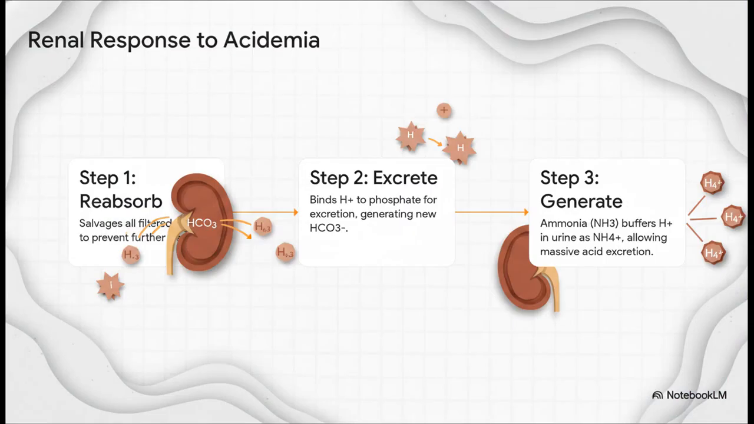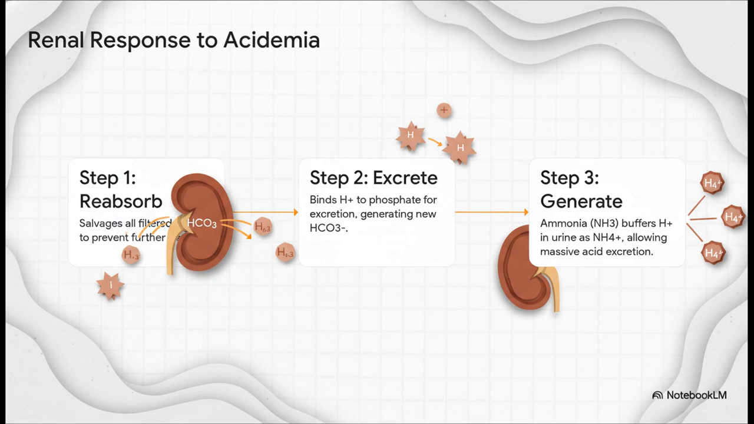So when faced with acidemia, the kidney launches this incredibly powerful three-pronged defense. First, it stops wasting bicarbonate. Every single molecule gets reabsorbed. Second, it starts actively getting rid of acid by binding hydrogen ions to urinary buffers, like phosphate. And in doing so, it actually creates new bicarbonate. And third, it ramps up ammonia production, which acts as a super effective urinary buffer, allowing for the excretion of a massive acid load in the form of ammonium.